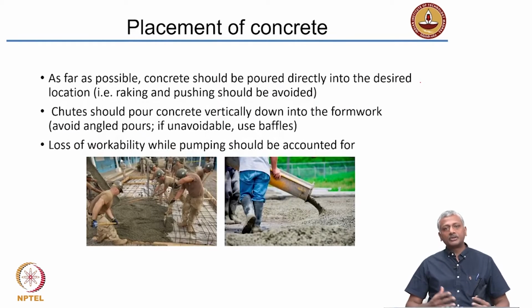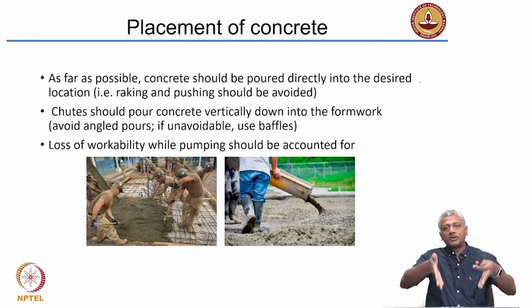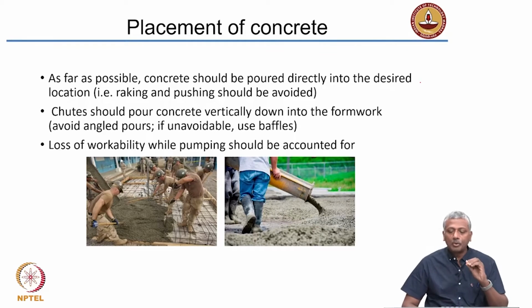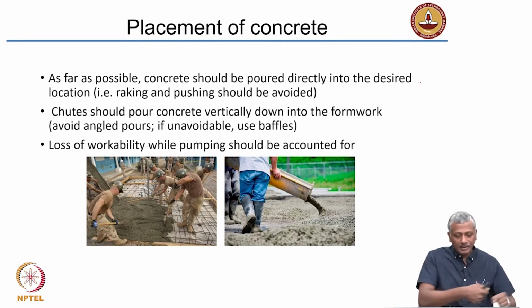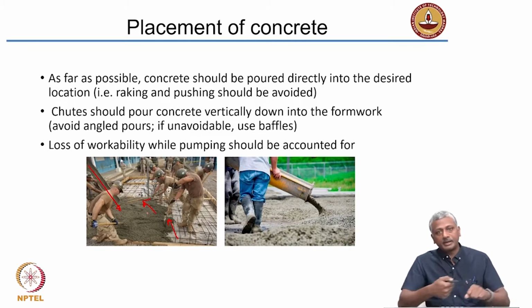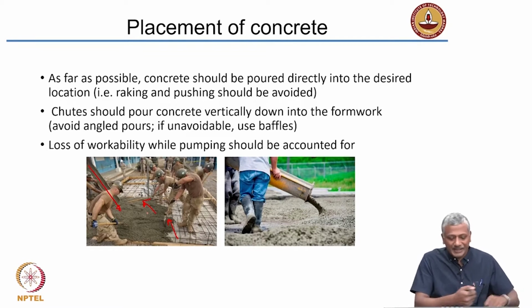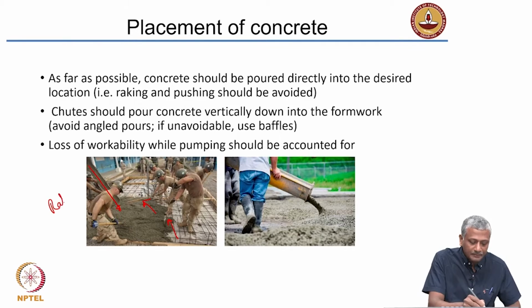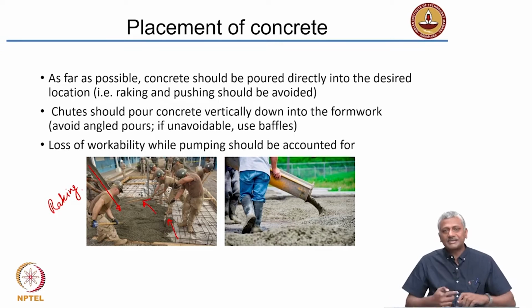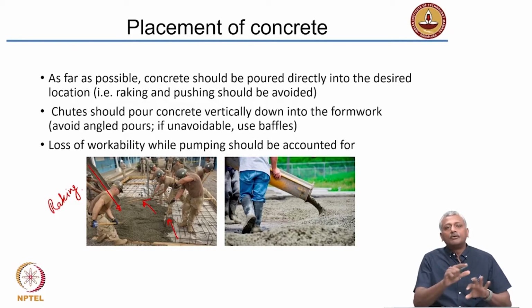So after you have conveyed the concrete, you are going to be putting it in the formwork, or placing it. As far as possible, concrete should be poured directly into the desired location. You don't want to pour it at one end and then start raking it. Here, for example, you see a picture of workmen where concrete is getting discharged, and these people are pulling it. This is called raking. When you are raking the concrete and pulling it to different locations, there is a tendency, if the concrete is highly workable, for segregation to happen.